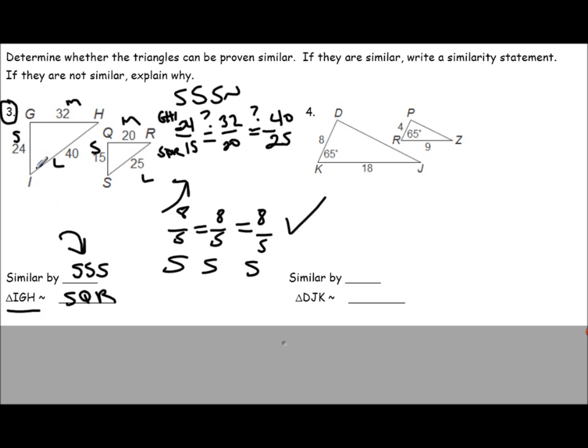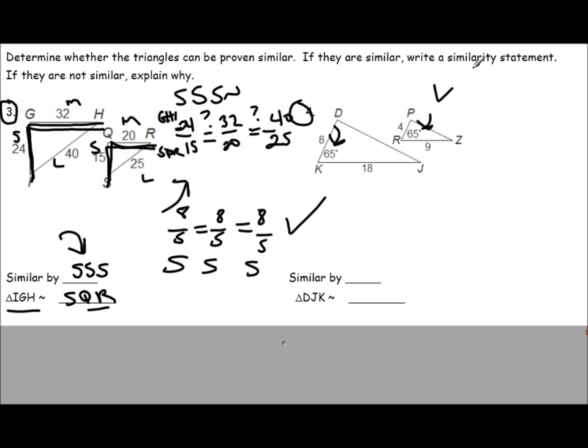Now when I make my similarity statement, they already started us off with IGH. So we went small to medium. So in order to do small to medium in the second triangle, we have to do S, Q, R in that exact order.